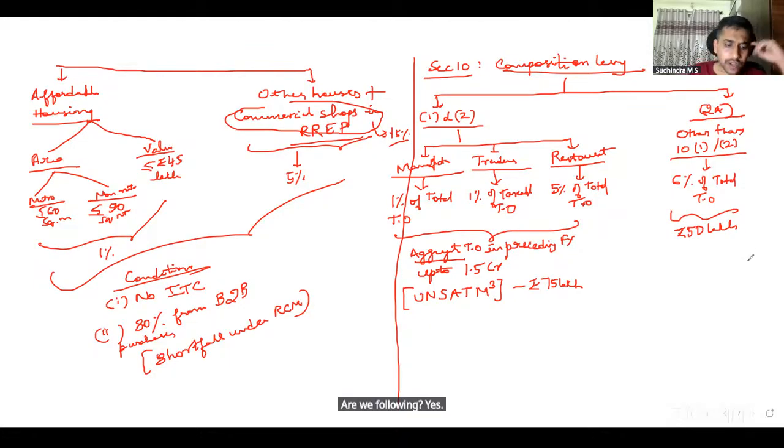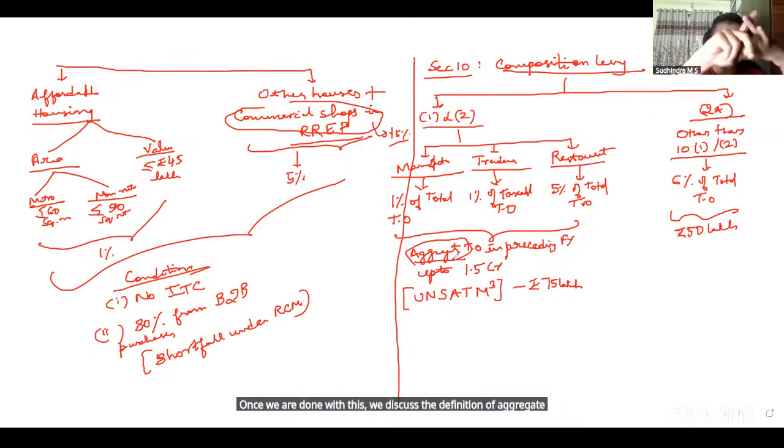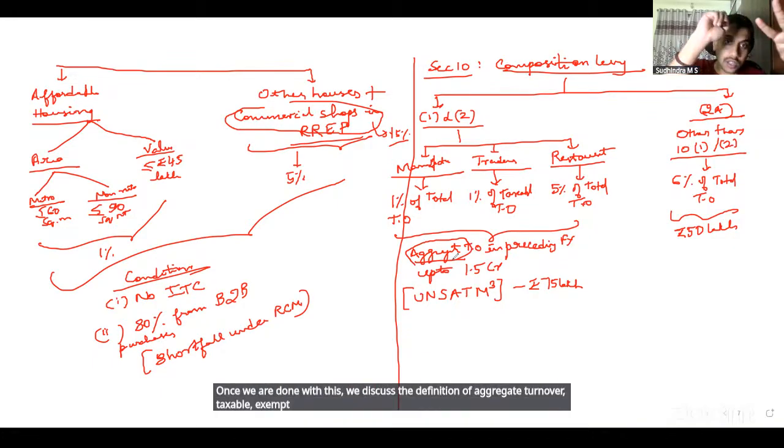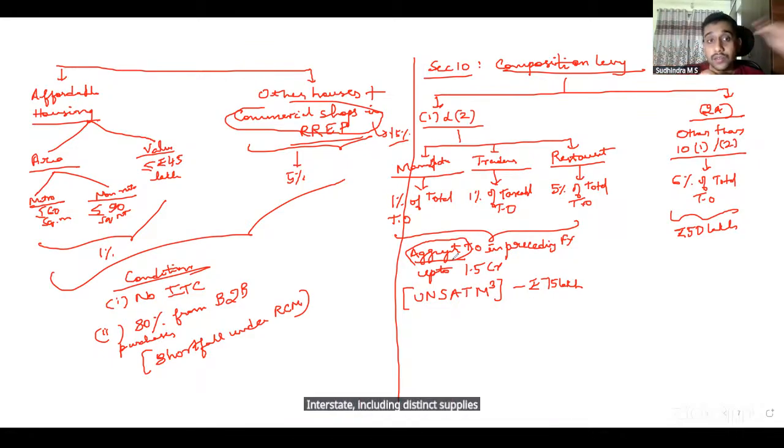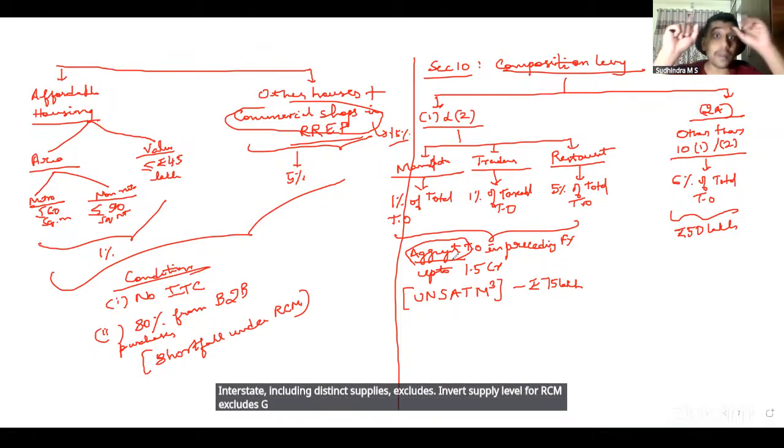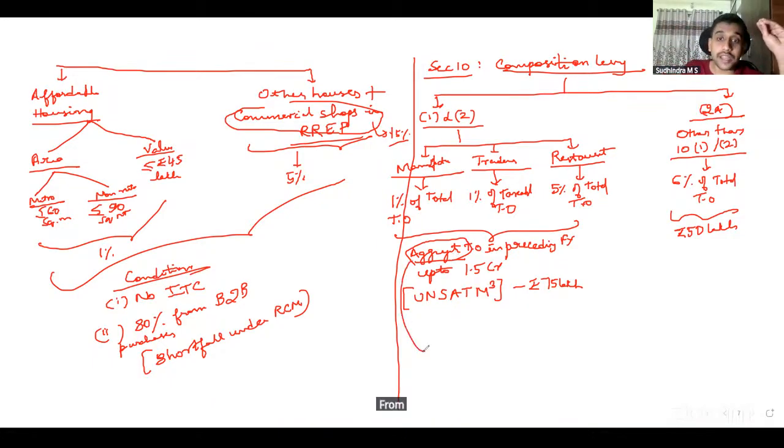Same way. Once we are done with this, we discuss the definition of aggregate turnover: taxable, exempt, export, interstate, including distinct supplies, excludes inward supply liable for RCM, excludes GST. This is the normal aggregate turnover definition as per 2.7. From this, what should I reduce?